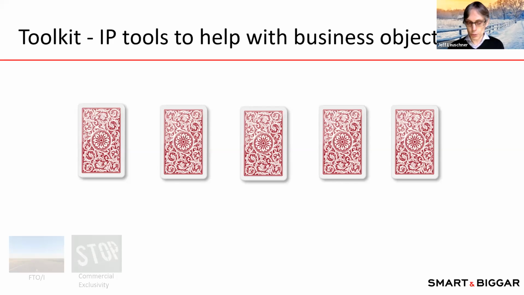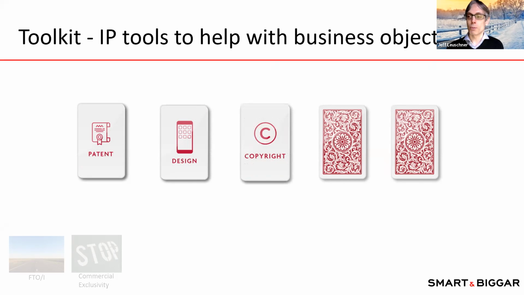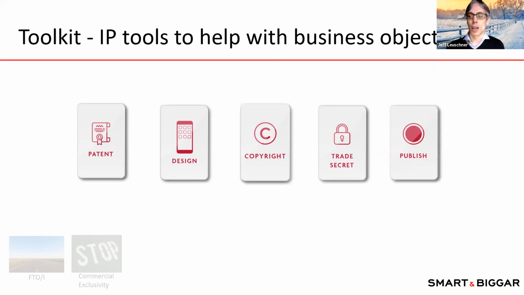So we're going to talk about patents. I'll have one slide on that. Design patents, I'll have a slide on that, and also one on copyright protection, trade secret protection, and what I call defensive publication. So we'll talk about 5 slides, talk about each right on each slide, and then we'll go back to talking about how these tools fit in the context of business objectives.